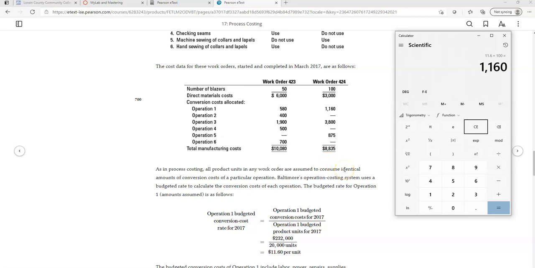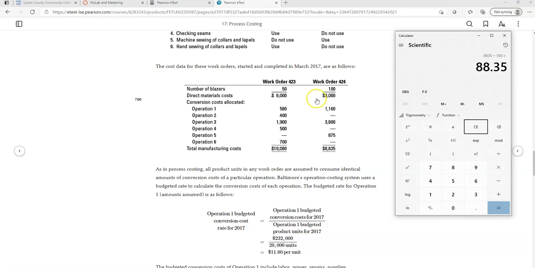And for this work order, what is my cost per blazer that I'm making for those polyester blazers? I'm going to take my $88.35, the total manufacturing costs, and that includes not only conversion costs, but my direct materials. And I'm going to divide that by 100 units. And so the cost of making each polyester blazer is $88.35.